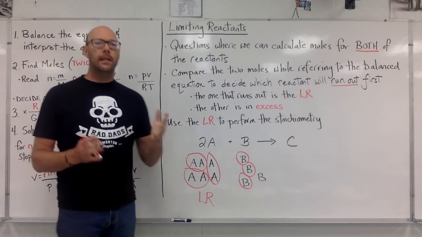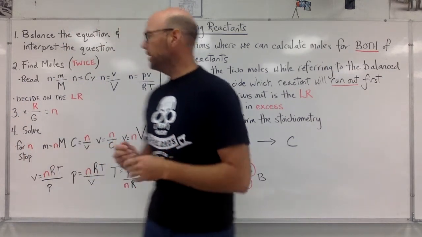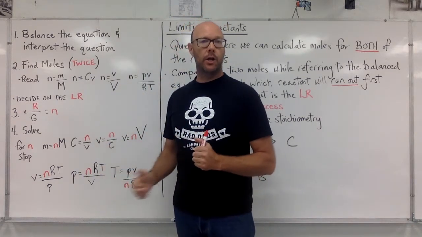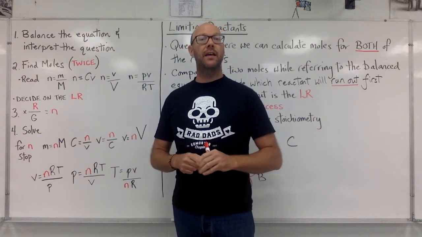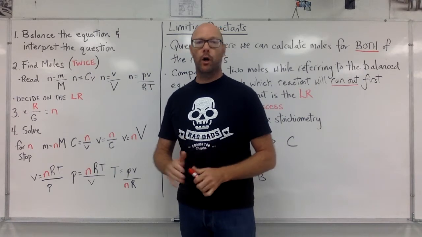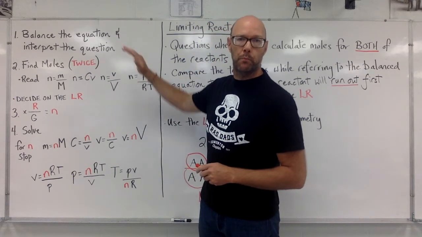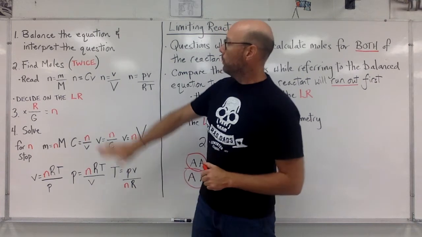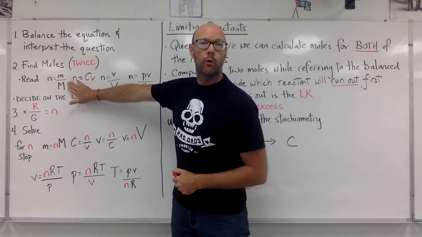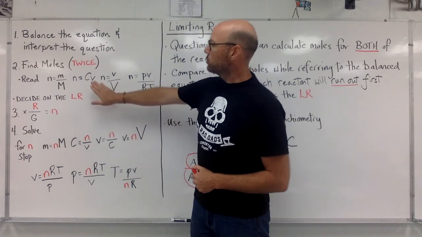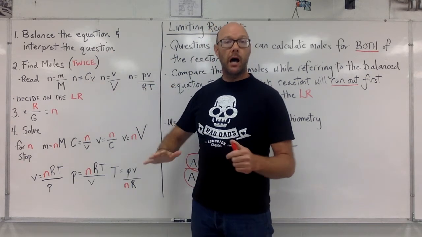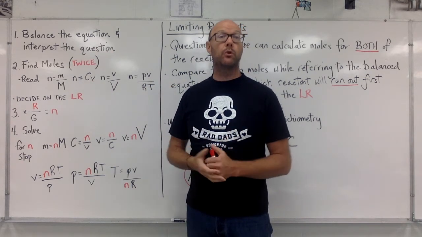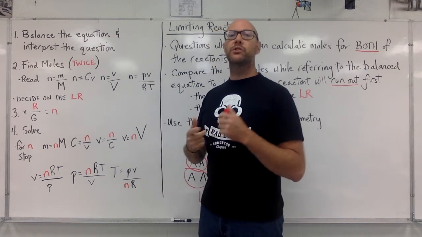Limiting reactant questions, they don't really include any new math in our 4 steps. However, they've just expanded what's going on. A little bit extra work interpreting the question. We're going to have enough information to find moles twice. Most of the time we're going to be doing mass over molar mass twice. Sometimes we might be doing C times V. Other times we might even have the mole straight up told to us. We need to do some work.